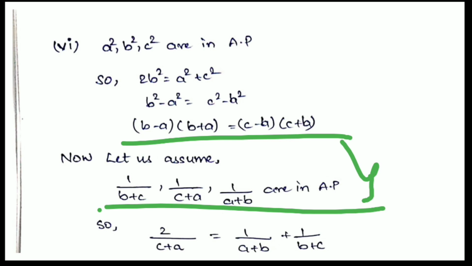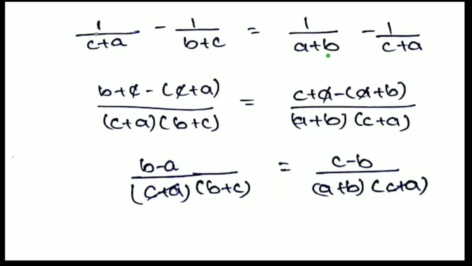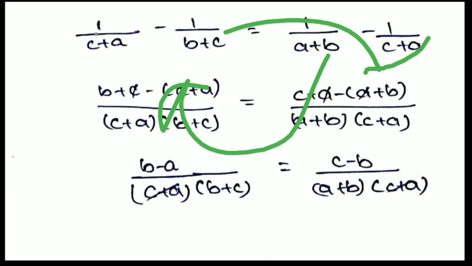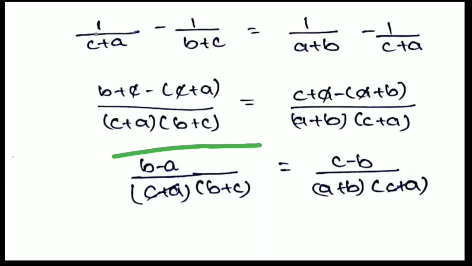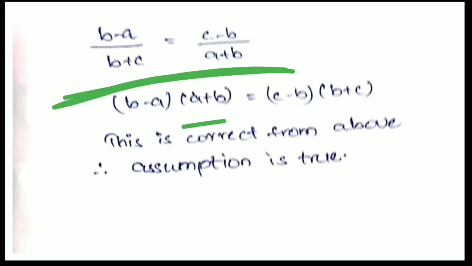That is, when this is in AP, we write 2/(c + a) = 1/(a + b) + 1/(b + c). When b + c comes this side and c + a goes this side, (b + c) − (c + a) is by this one, so that c + a gets cancelled and this will remain. This one, that is (b − a)(a + b) = (c − b)(b + c).